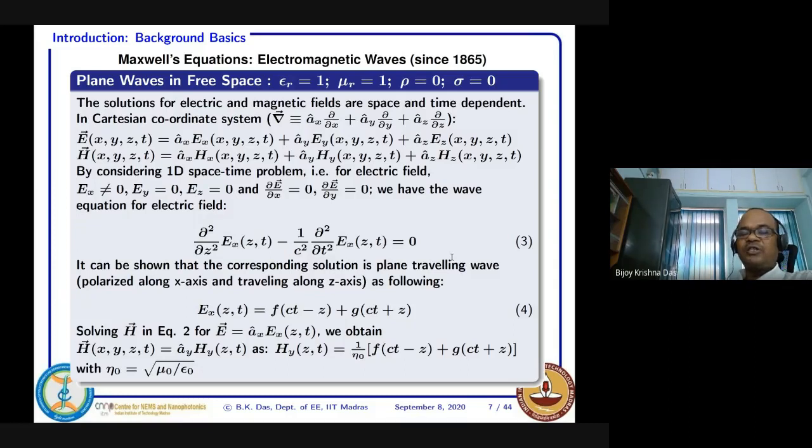Any function of ct minus z, any function of ct plus z, they are solutions. So let us assume that both solutions are present. We can consider a combined solution, f(ct minus z) plus g(ct plus z).